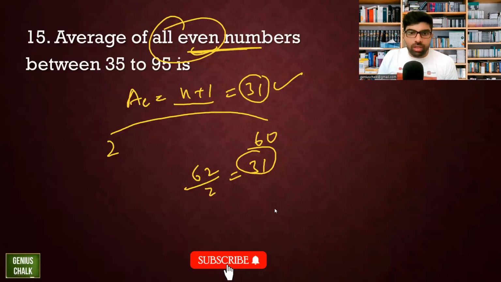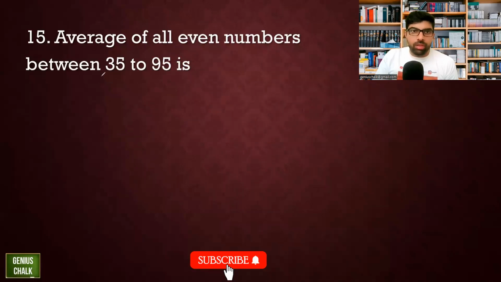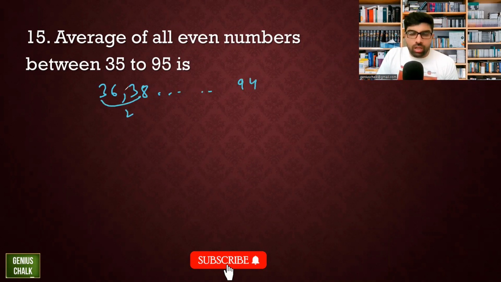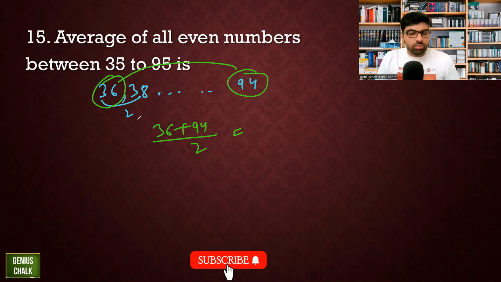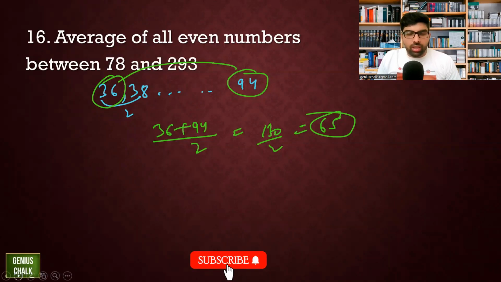Average of all even numbers between 35 and 95. That means 36, 38, and so on. The last will be 94. You see the difference between all of them is the same. So just apply first plus last by 2. That is 36 plus 94, which is 130, divided by 2. So 65 is my average of all even numbers in this range.